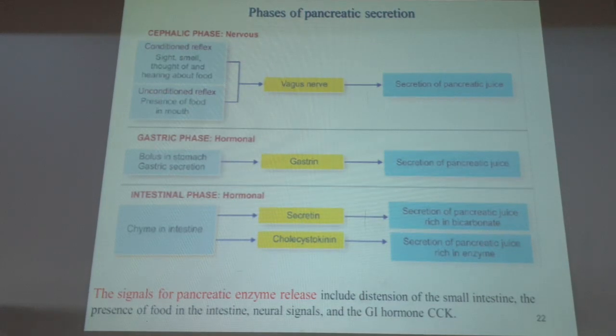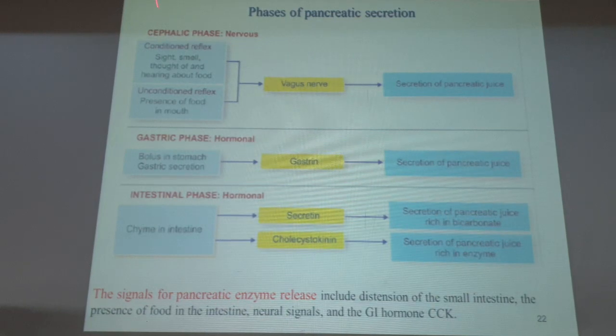Phases of pancreatic secretion. What are the phases that will stimulate secretion or affect the secretion? What is the effect of each on the secretion of that gland? Cephalic phase, either conditioned or unconditioned.